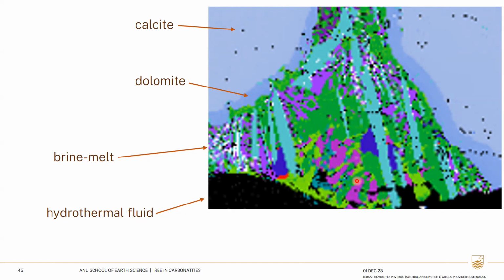So if you made up that brine melt composition, the bulk composition, and ran it by itself at the same pressure and temperature, it would probably be liquid. Yeah, and would it be saturated with dolomite? I think so. I mean, this thing is touching dolomite, so I'd guess they are in equilibrium. Yep. Penny?